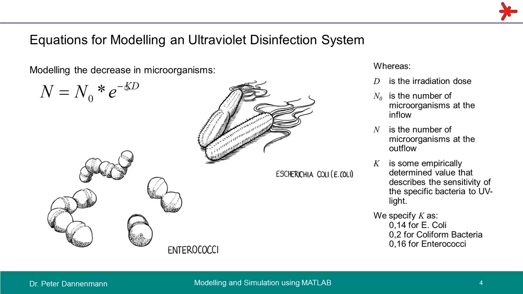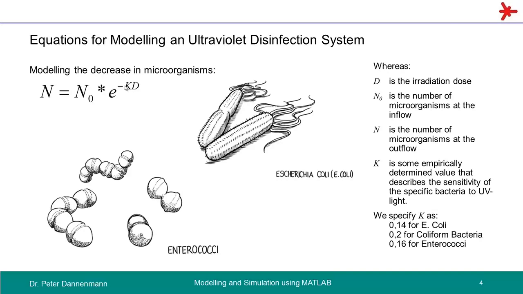To reduce E. coli by 99.99%, a dose of 5.6 millijoule per square centimeter is necessary. To reduce coliform bacteria by the same amount, the necessary dose is 8 millijoule per square centimeter. And to reduce enterococci by this amount, the necessary dose is 6.2 millijoule per square centimeter.